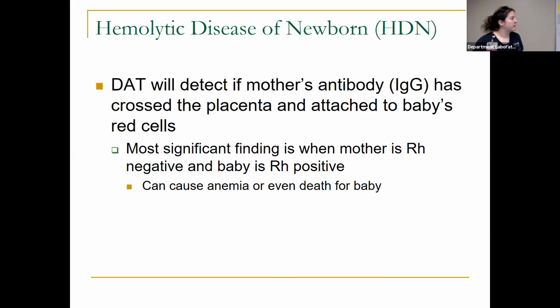All right, so in hemolytic disease of the newborn, the DAT on the newborn will be able to detect if mom's antibody is attached to baby cells. And again, the most significant, most detrimental is if mom is Rh negative and has built anti-D and her baby is Rh positive. Her anti-D is going to coat baby cells. If it goes untreated, that could ultimately result in death of the baby.